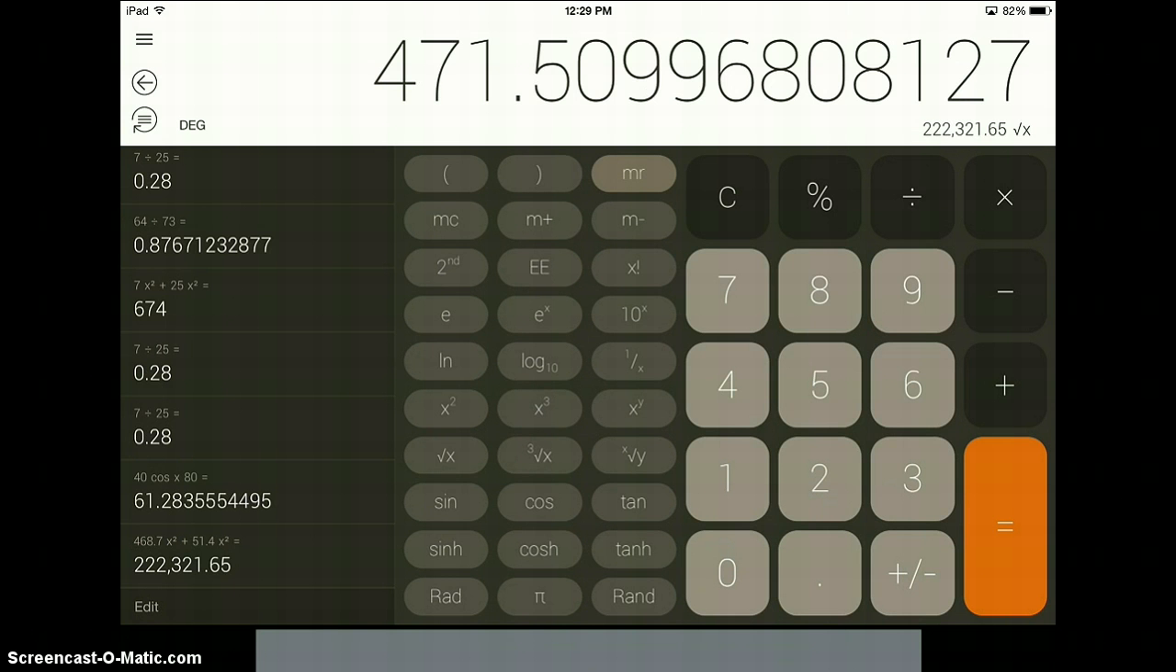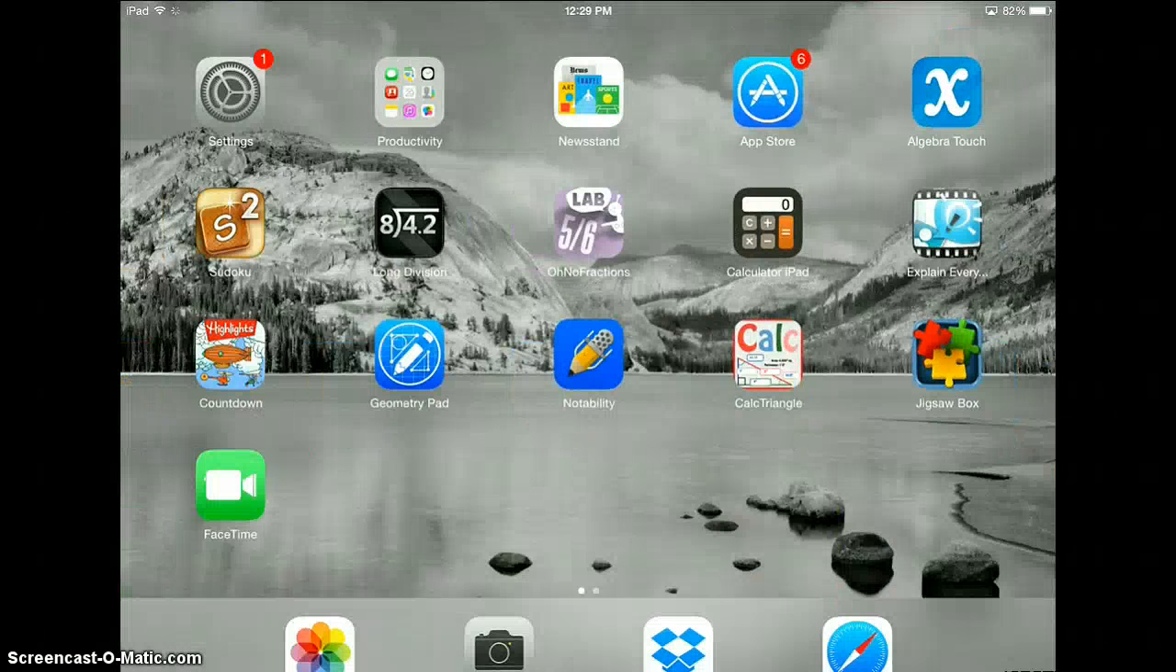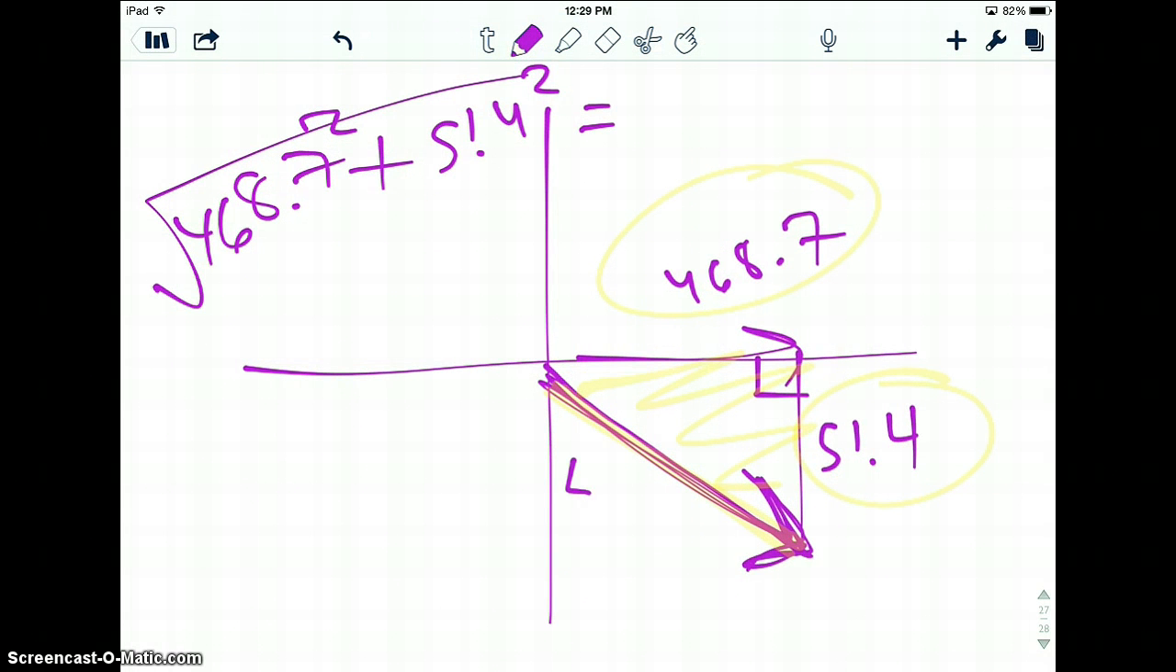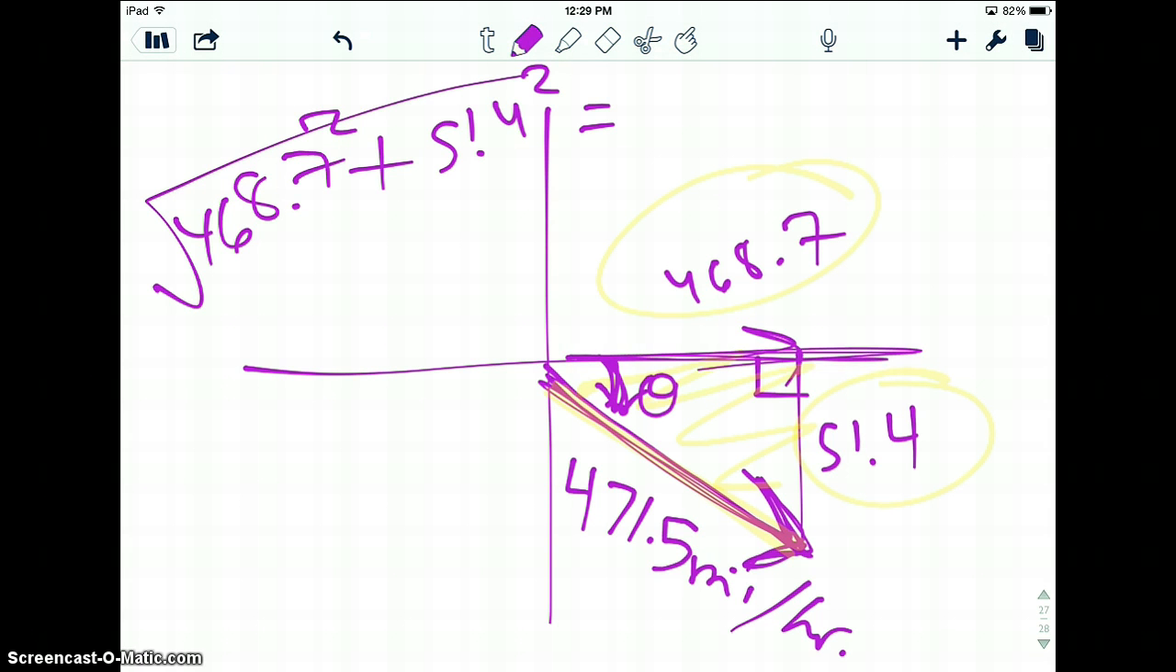And round it to the tenth, 471.5 is the magnitude of my vector. So that's miles per hour, because that was the unit before. And then the direction. So this would be my direction here. I need a degree on this. I know it's going to be something of something.